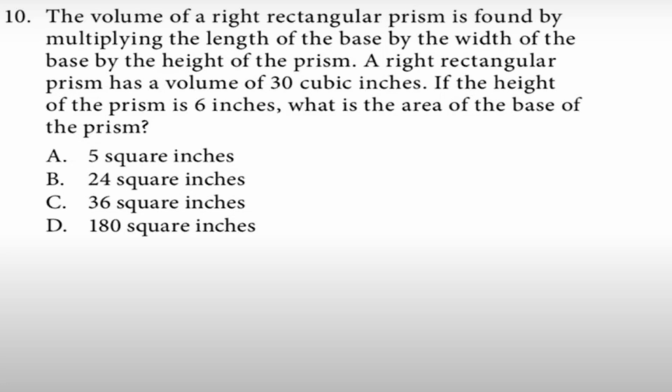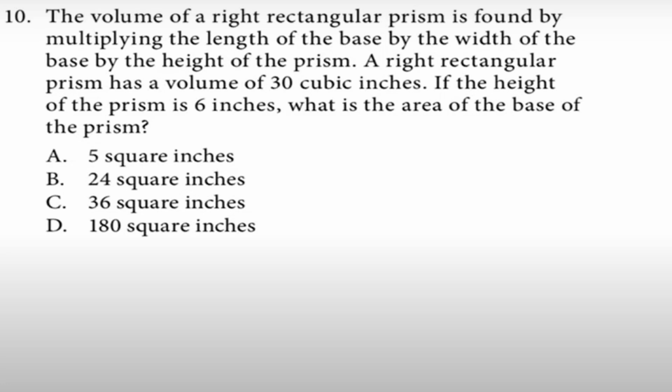Number 10, another fun word problem. We're going to read through it once, and then the second time we're going to start taking our notes. The volume of a right rectangular prism is found by multiplying the length of the base by the width of the base by the height of the prism. A right rectangular prism has a volume of 30 cubic inches. If the height of the prism is 6 inches, what is the volume of the base of the prism?